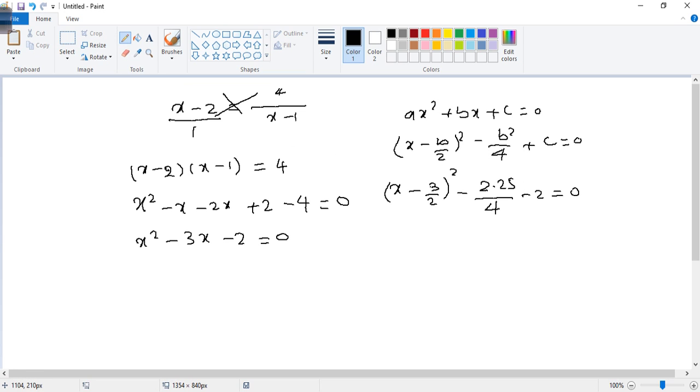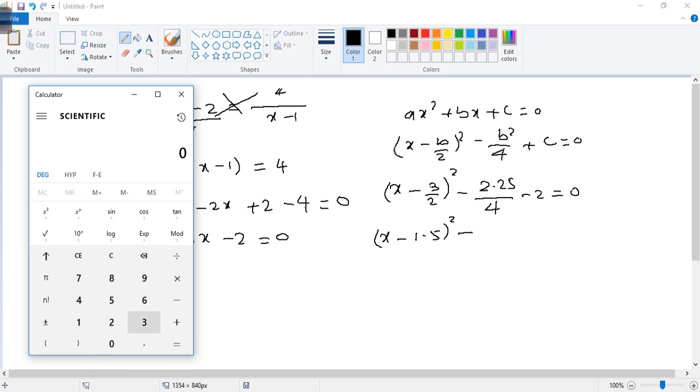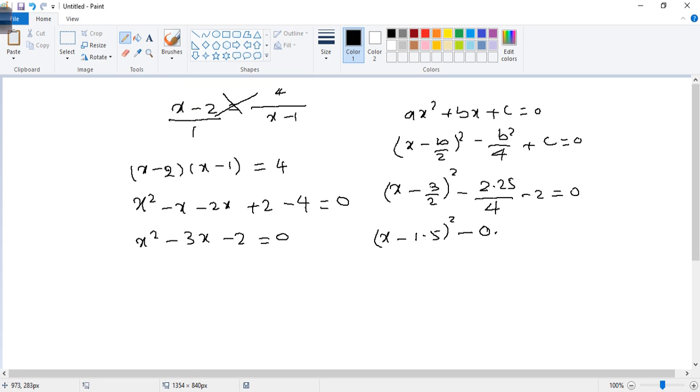Minus 2, that's equal to 0. So it will be x minus 1.5 squared and minus 2.25 divided by 4. 2.25 divided by 4, the answer is 0.5625. Minus 0.5625 minus 2 equals 0.